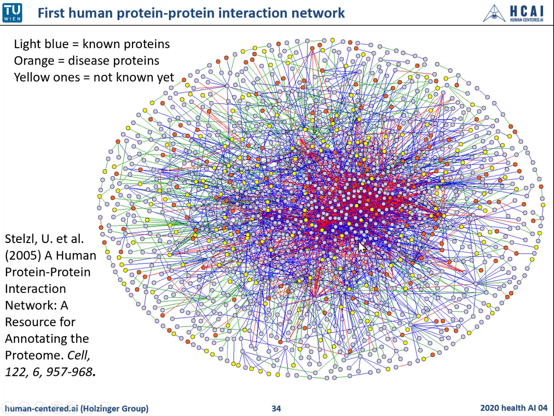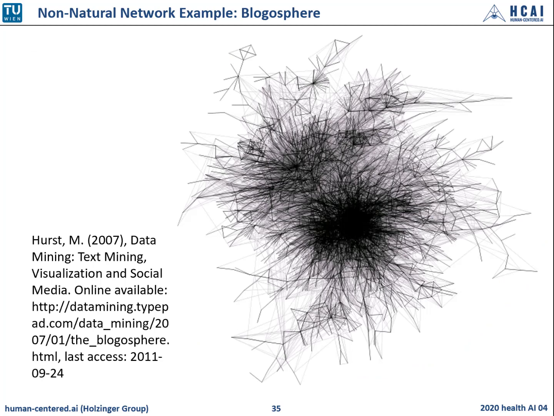The light blue nodes here are known proteins, the orange nodes are disease proteins, and the yellow nodes are not known yet. So contrast this image to the slide before and look at the similarities, and also look at the similarities to our star picture. Okay, now you see that there is also the ability of a non-natural network, so this is the blog sphere.